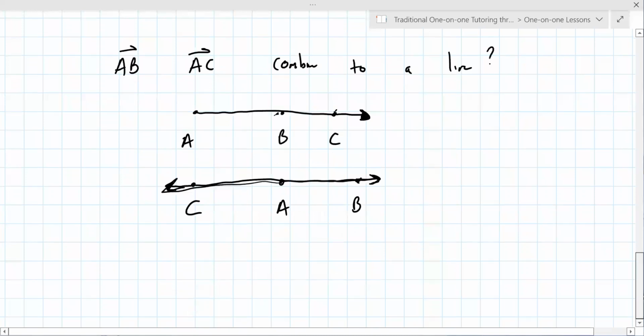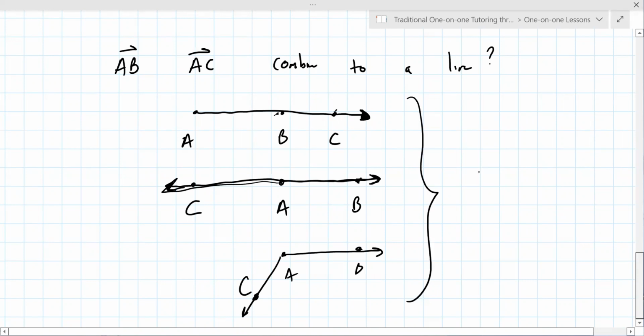But there's even yet a third possibility. AB, and there's C. Now it makes an angle. Why do I bring this up? Because you're going to get questions in geometry that are always, sometimes, and never true. The answer to this question is that it's sometimes true.